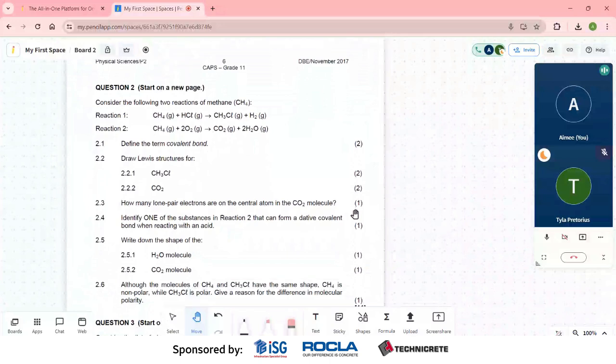Okay, now we move on to question 2. Consider the following two reactions of methane. Reaction 1 says CH4 plus HCl gives me CH3Cl plus H2 gas. And reaction 2 says CH4 plus O2 gives me CO2 plus water. Question 2.1 says define a covalent bond.